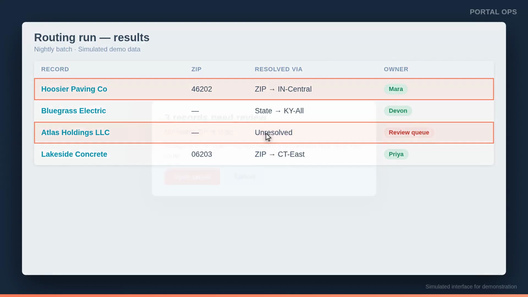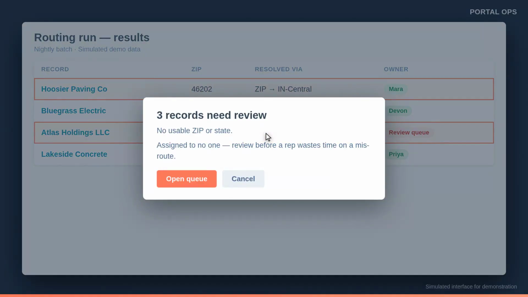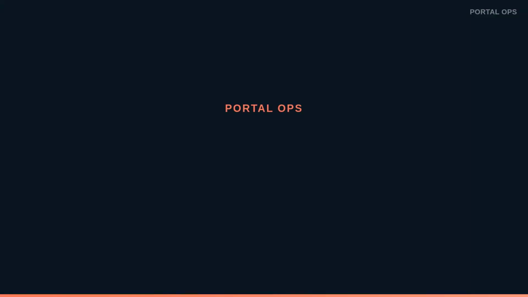Run it nightly on records created or modified since the last pass. Only write when the owner actually changes, and skip records a human assigned manually unless you've agreed the map always wins. That's the whole build. Wash the zip, walk the ladder, keep the map in a spreadsheet, and never guess an owner.